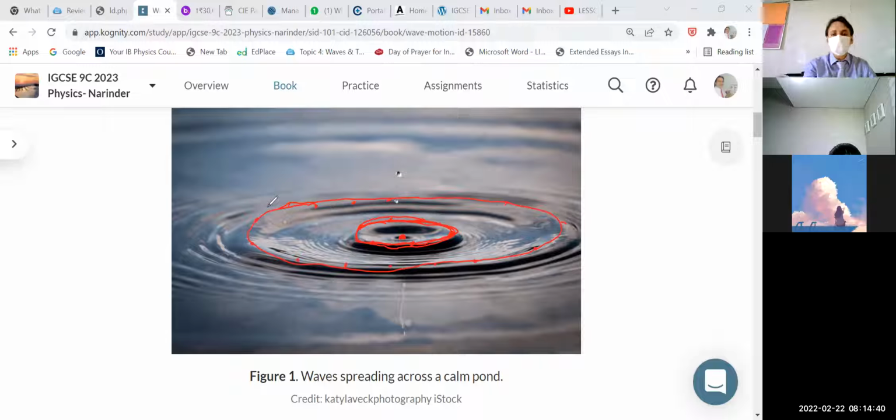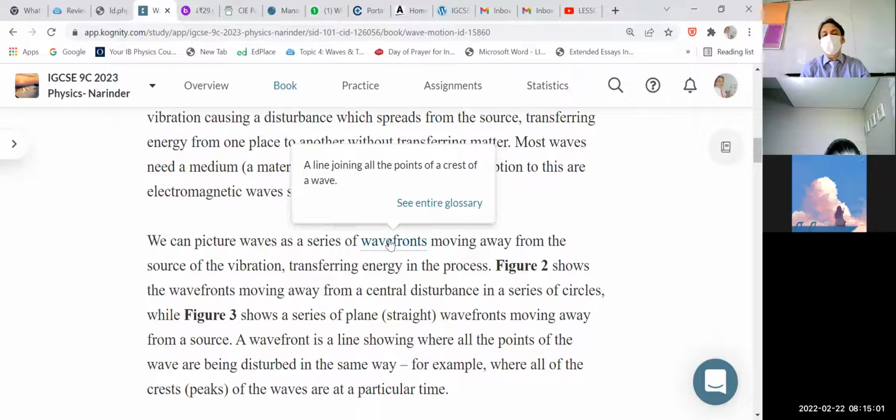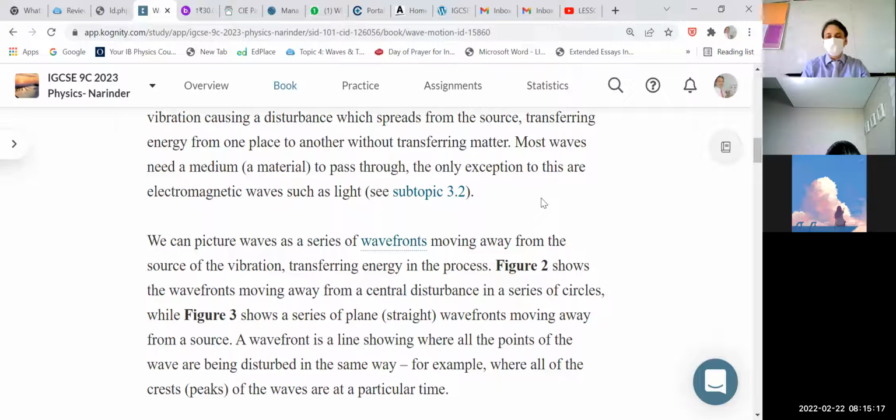Instead of showing a wave that is propagating in the form of crest and trough, in this entire chapter, we are going to show the movement of a wave in terms of wavefront, children. Again, one more thing I want to tell you. A line joining all the points of a crest of a wave is called a wavefront. That is the definition. If you have many wavefronts, join all of them and then you will get a wavefront.